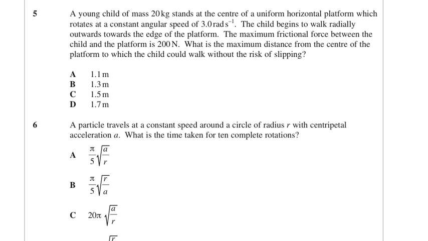A young child of mass 20 kilograms stands at the center of a uniform horizontal platform, which rotates at an angular speed of 3 radians per second. The child begins to walk radially outwards towards the edge of the platform. Maximum frictional force is 200. What is the maximum distance from the center of the platform to which the child could walk without risk of slipping? So essentially what we're looking for is the centripetal force, mv squared over r is equal to 200. That will be on the point of slipping.